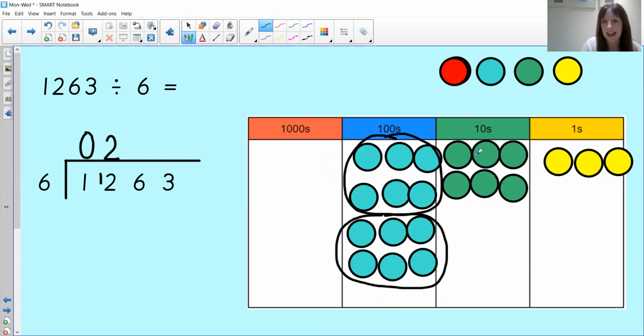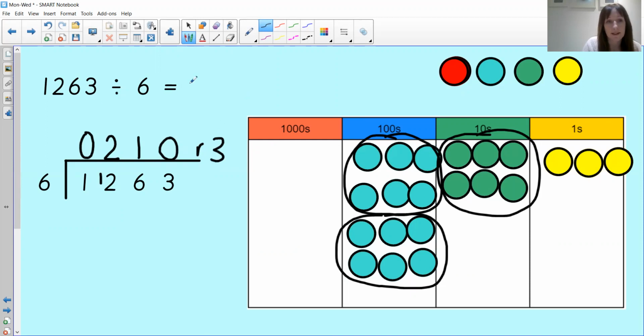So let's have a look at my 10s. I've got 6 in my 10s. So that's nice, isn't it? I can make 1 group of 6. Now, let's have a look at my 1s. I've only got 3, so I can't make a group of 6 out of 3. But I can't exchange them either, because I'm at the end of my calculation. I'm at the end of my number. So I've got 3 left over. I put a 0 here because I can't make any groups, and 3 is my remainder.